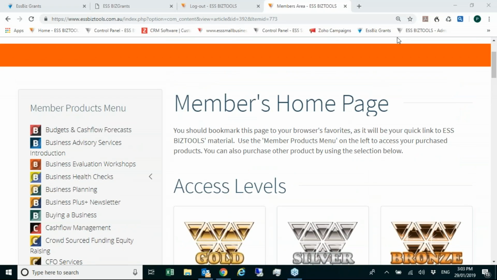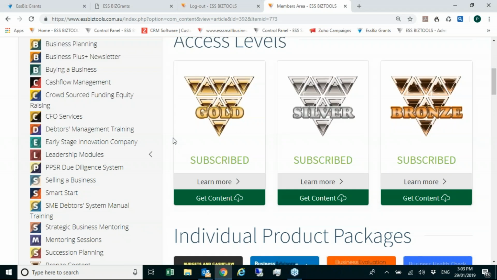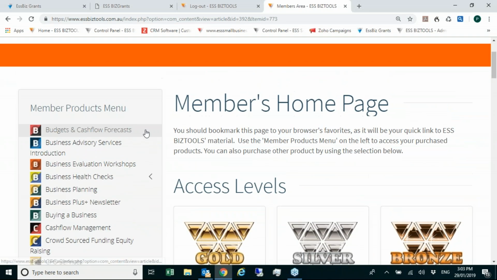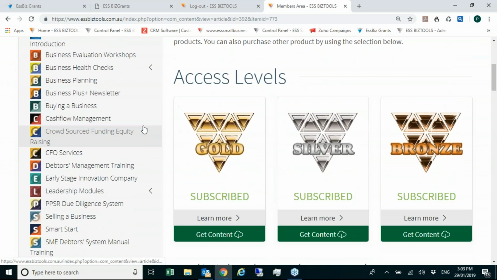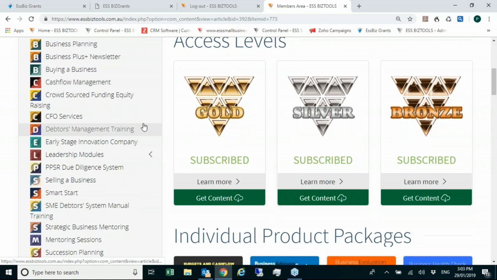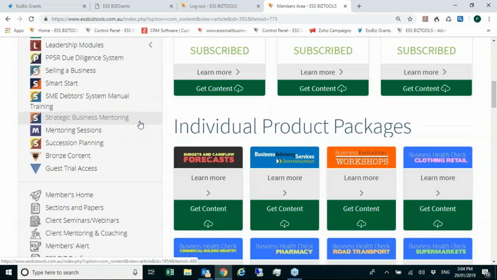I've gone through to the members area of ESS BIZTOOLS, so what you have on the left-hand side here is the member product menu. There are 23 individual product packages within the system, and we are trying to add around 3 product packages a year to the system. The most recent one has been crowdsourced funding equity raising, which we'll come back to in a moment.